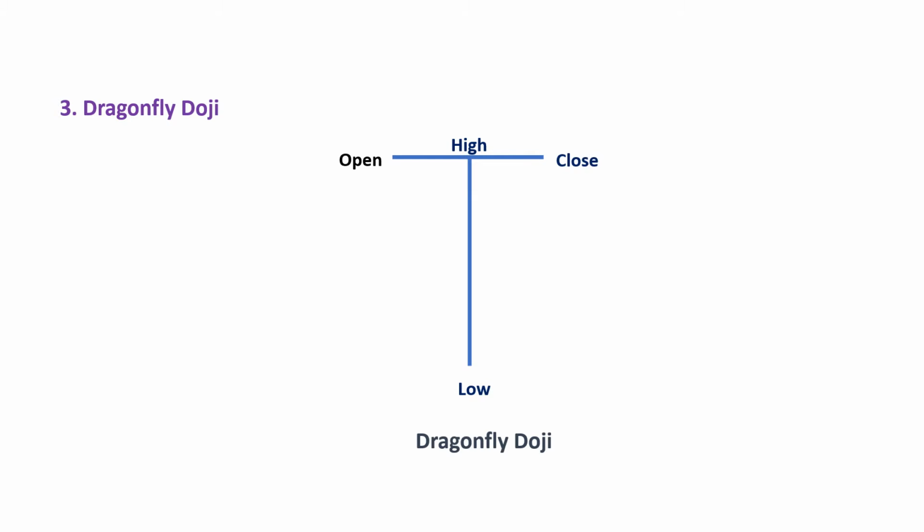The third doji is the dragonfly doji. In the dragonfly doji, the open, close, and high prices are at the same level. This pattern signals a strong bullish sentiment, and when it's seen at the bottom of a downtrend, it strongly suggests that the prevailing downtrend is near the end, possibly indicating an impending trend reversal.